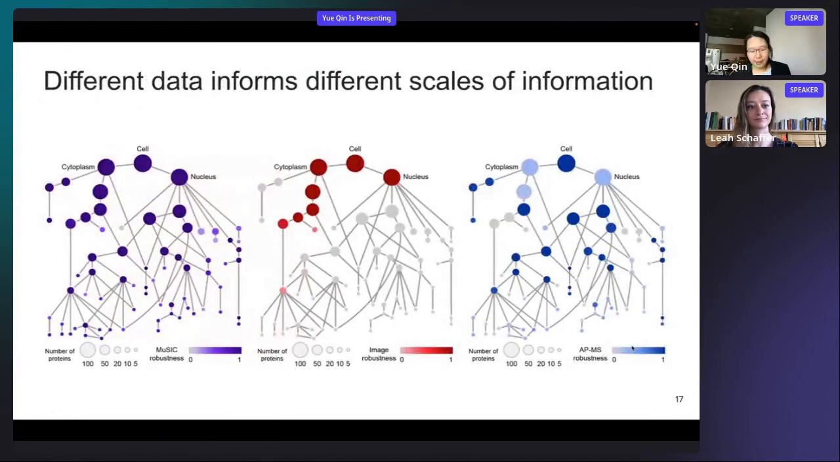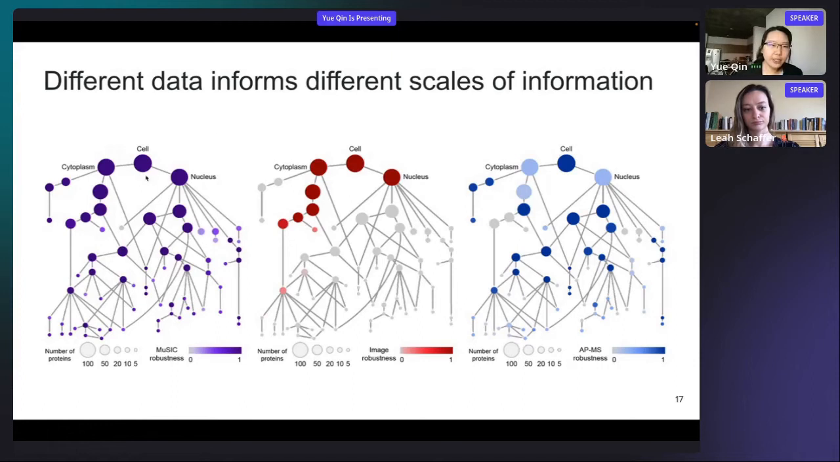From the beginning, we've been saying we have two kinds of data, image and APMS, but how do they actually contribute to this final MuSIC hierarchy? We assess the data importance by using a robustness metric. This is done by introducing perturbations into the input data so that you can observe how this perturbation from the input leads to the identification or the recovery of the cellular systems.